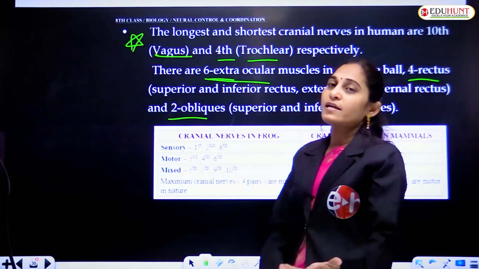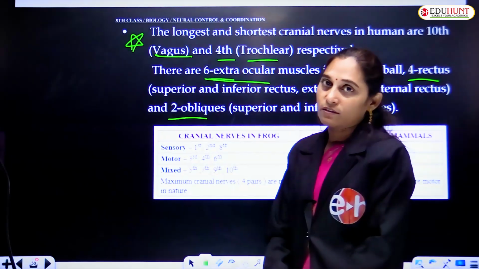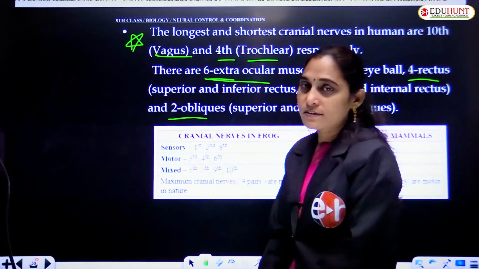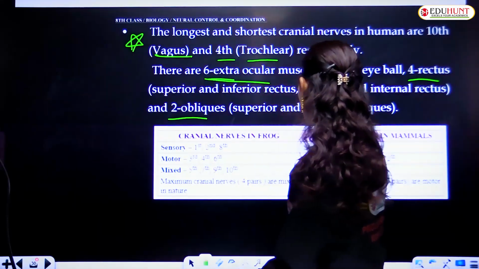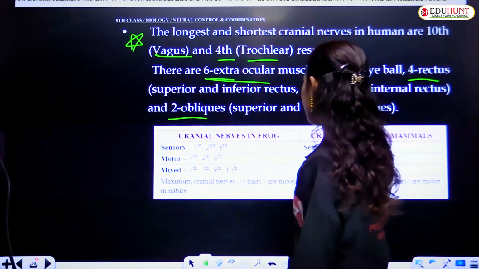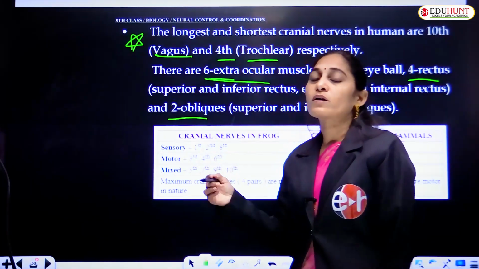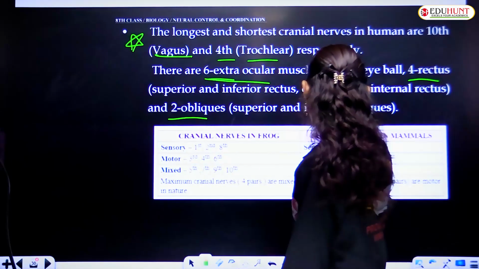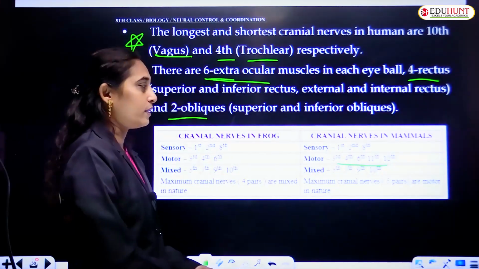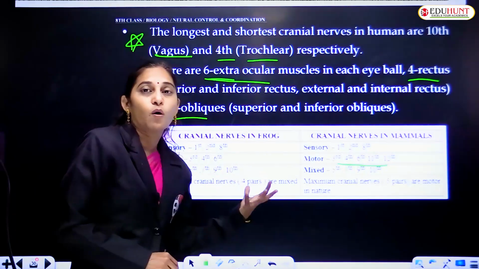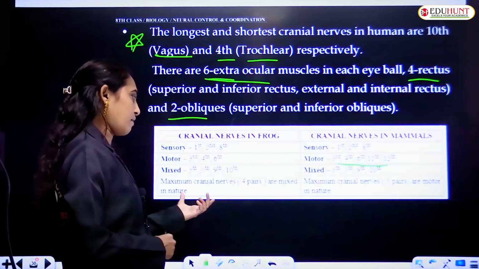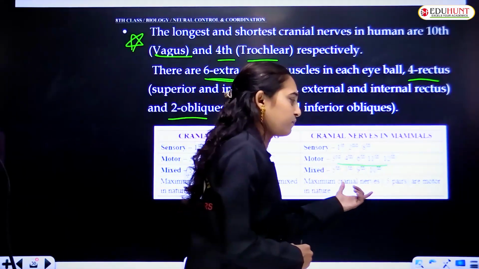The next category of nerves are motor nerves. Motor nerves are third, fourth and 6th. Even in mammals, the third, fourth and 6th, along with these 3, 2 more motor nerves are there, 11th and 12th. See the slide: 3rd, 4th, 6th, 11th and 12th are motor nerves. The remaining are the mixed nerves, that is 5th, 7th, 9th, 10th.